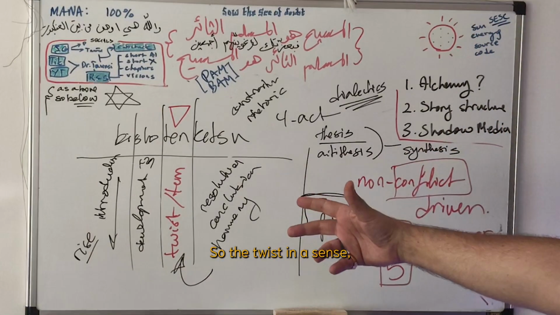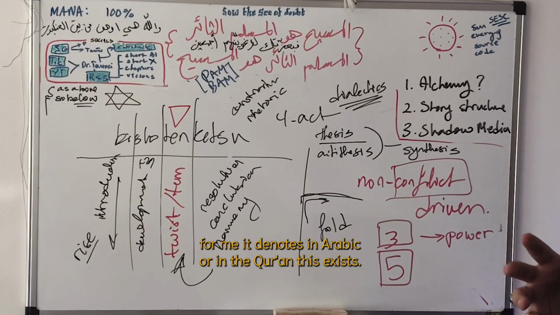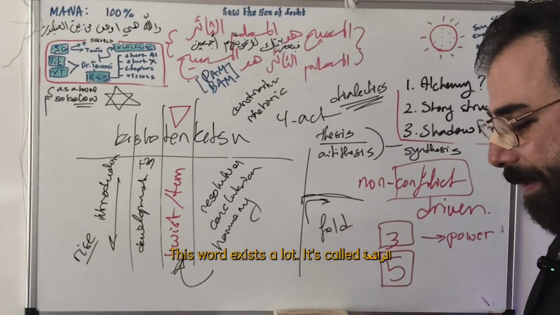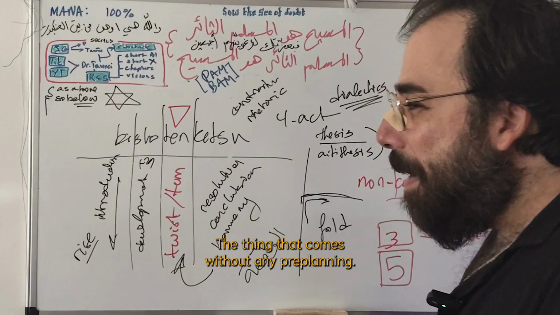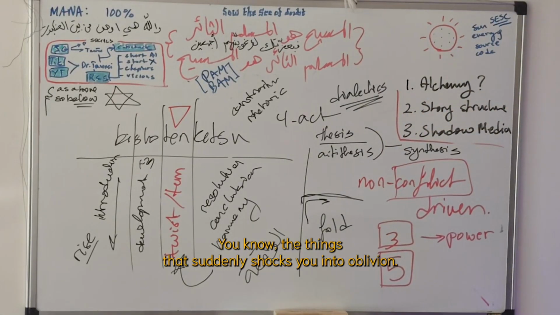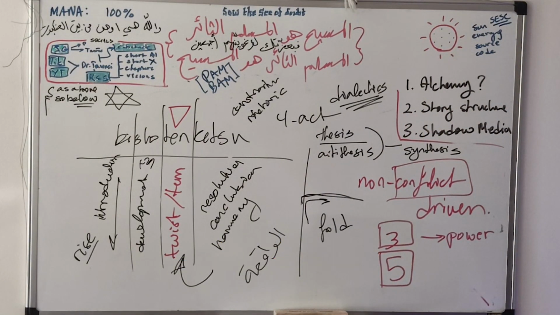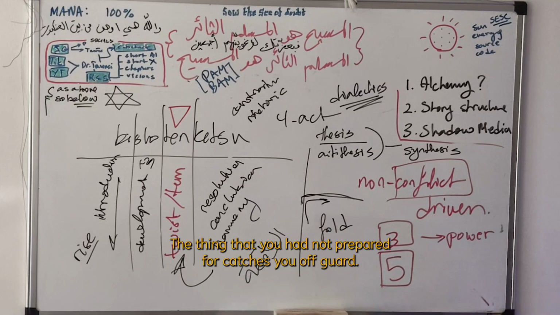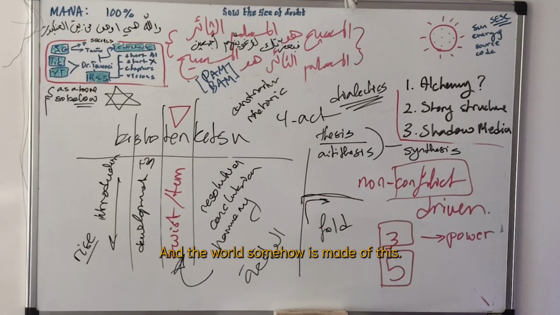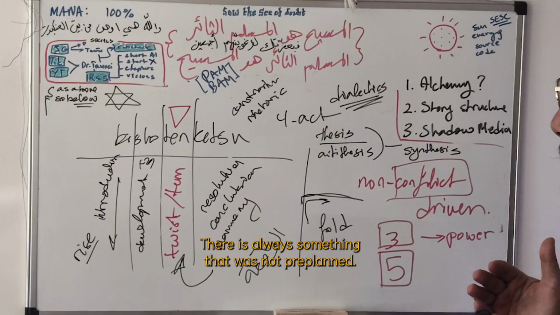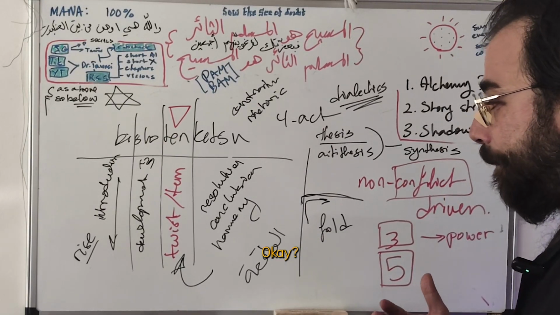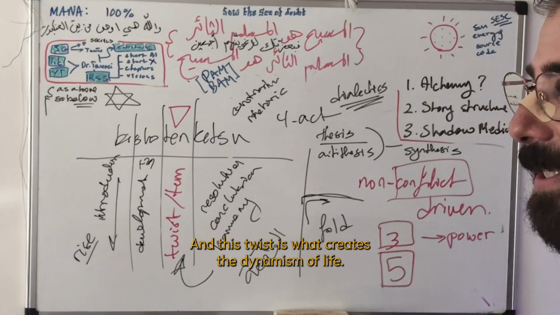So the twist, for me, denotes, in Arabic, or in the Quran, this word exists a lot. It's called al-waqi'ah. It means the happening. The thing that comes without any pre-planning, the thing that suddenly shocks you into oblivion, the thing that you had not prepared for, catches you off guard. This is the twist. And the world somehow is made of this. It is never completely perfect, ever. There is always a twist. There is always something that was not pre-planned, okay? And this twist is what creates the dynamism of life.